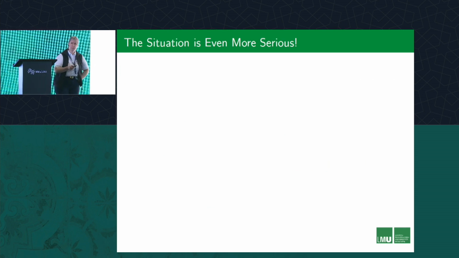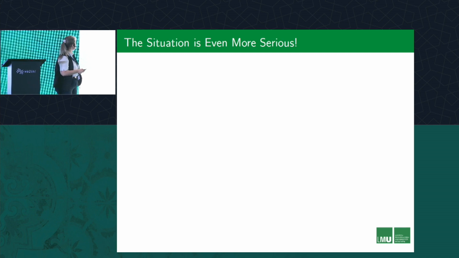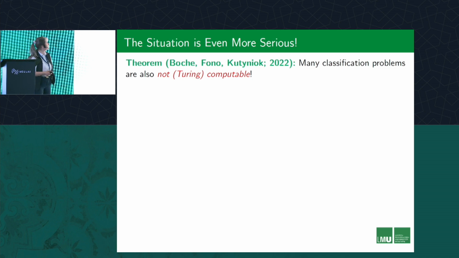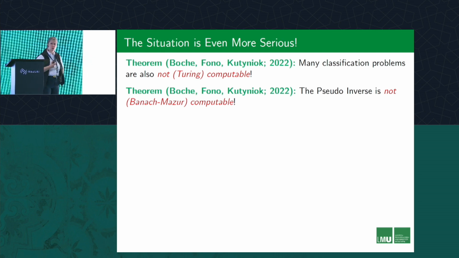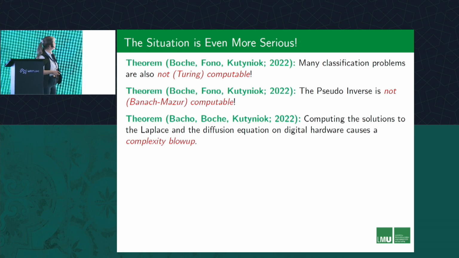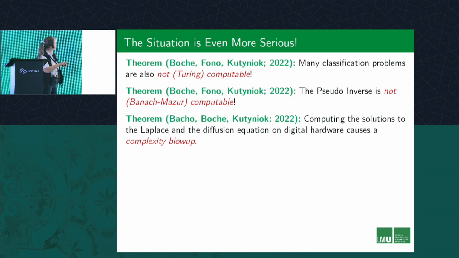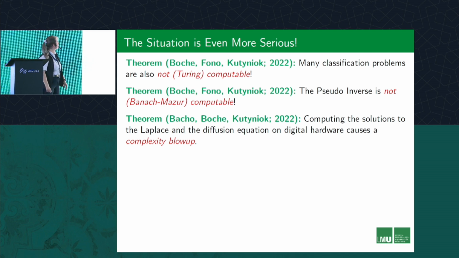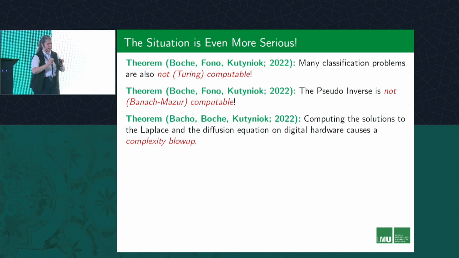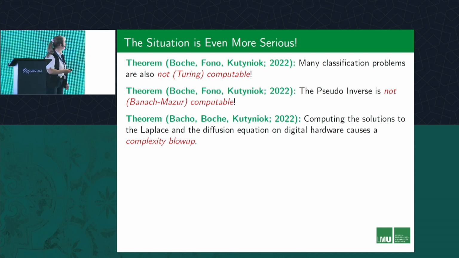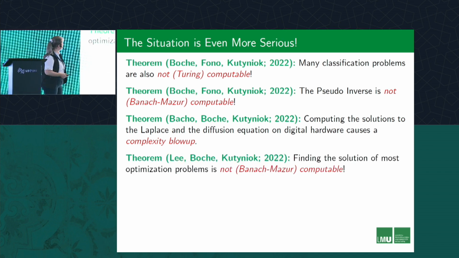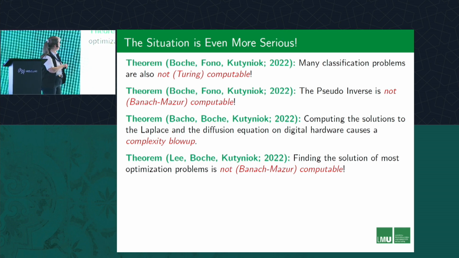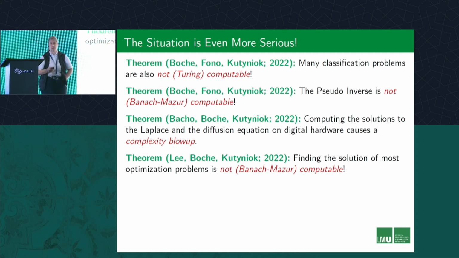And this inverse problem result is one instance. There are many other results you can prove in this direction. For instance, there are various classification problems which are not computable. The pseudo-inverse, which is the key ingredient in various algorithms, is also not computable. Also, if you solve partial differential equations, in particular, for instance, the diffusion equation, which is one of the easy types, what you observe is that the solution is, from a computability viewpoint, exponentially more difficult to compute than the input of your problem. And last but not least, there are also various optimization problems which are not computable.